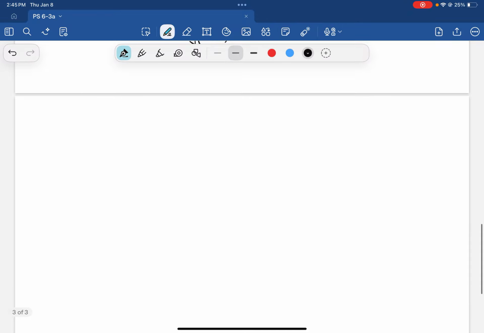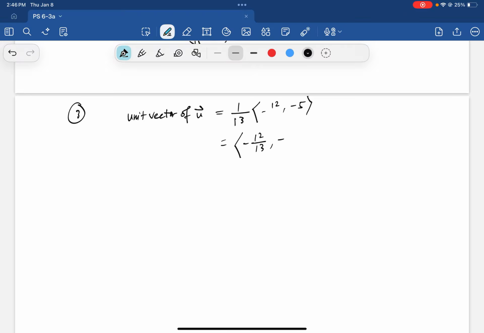Let's do question 3. Find a vector with magnitude 3 pointing in the same direction as u, which is -12, -5. So first we're going to want to find the unit vector that points in the same direction as u. And so that is going to be 1 over 13 times -12, comma -5, because 13 is the magnitude of u. So that's -12 over 13, comma -5 over 13.